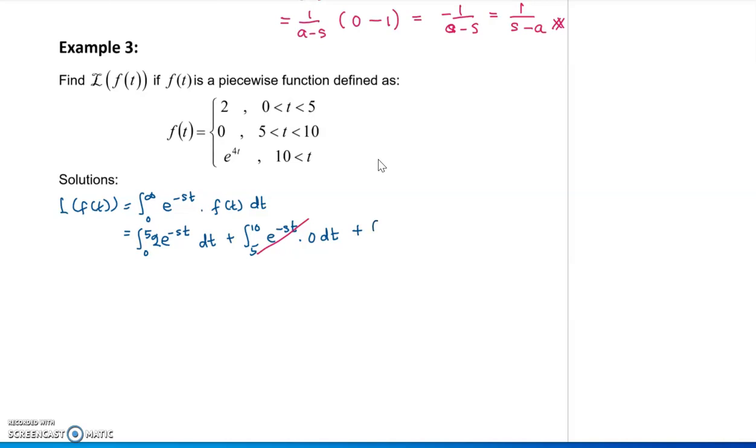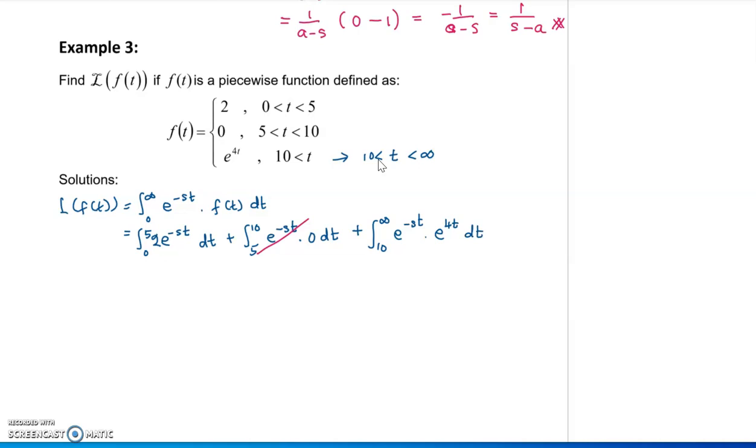Plus, the third interval is t greater than 10. It means, if we want to write in terms of greater or less, it should be t greater than 10 and less than infinity, because it starts from 10 and upwards, up to positive infinity. So the interval on the integral is 10 up to positive infinity of e^(-st) times our f(t) in this interval, which is e^(4t), dt.